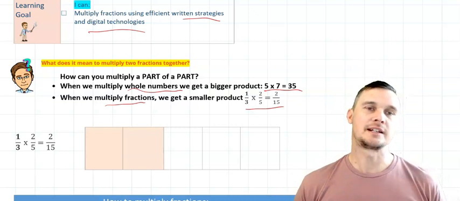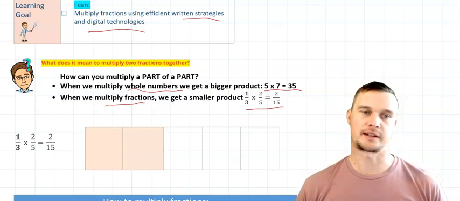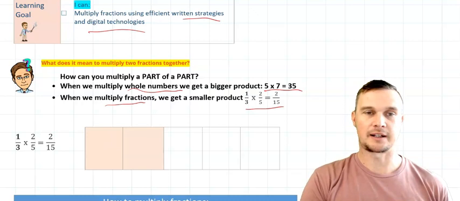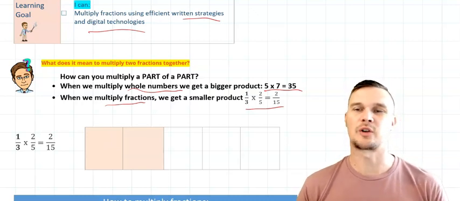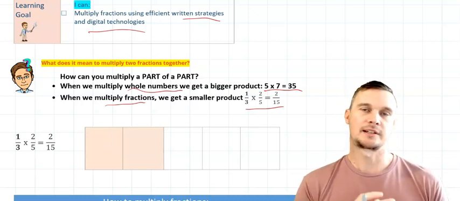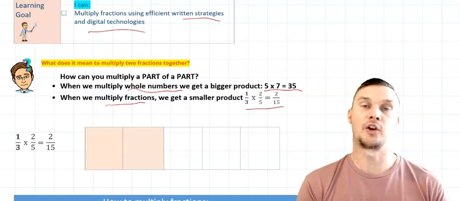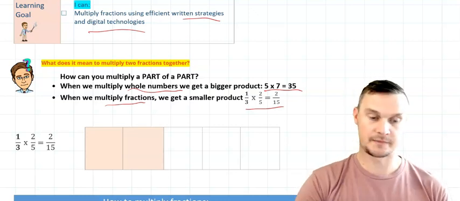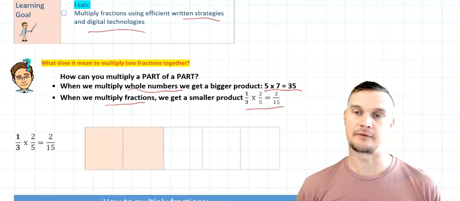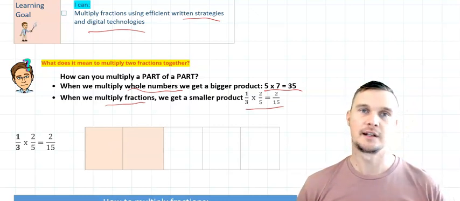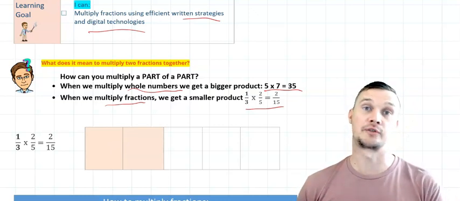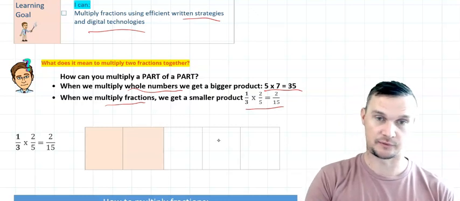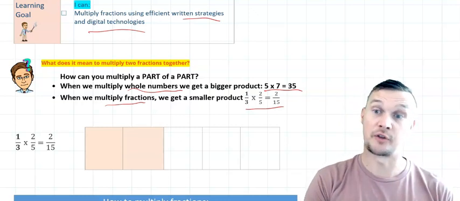What I have here is 1/3 times 2/5. I've coloured in 2/5, and when we use times, we kind of mean of. So when I say 1/3, it's basically saying 1/3 of 2/5. In this whole, I've coloured in 2/5, and I need to find 1/3 of 2/5. Here I've got the 2/5 part, and I want to find 1/3 of this.